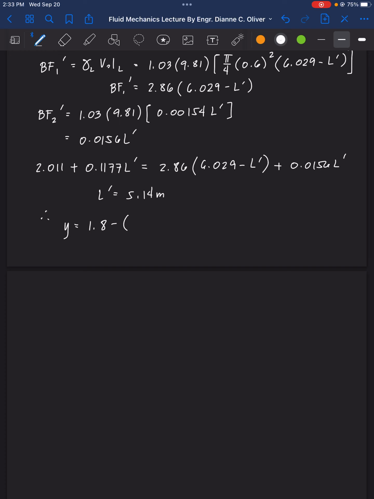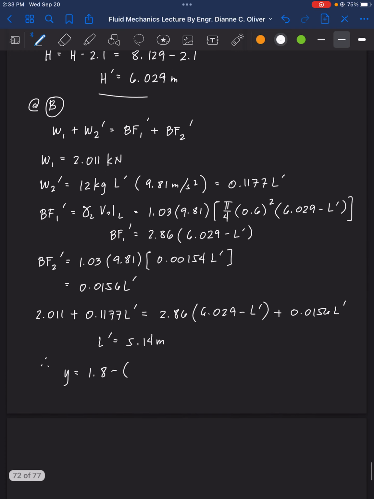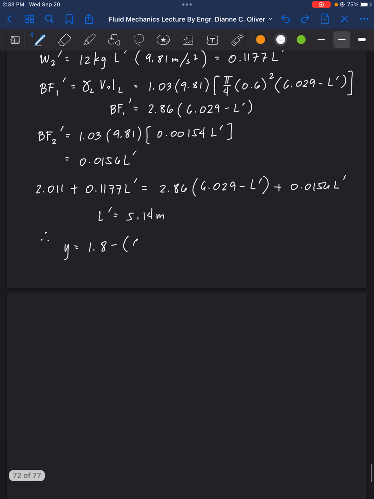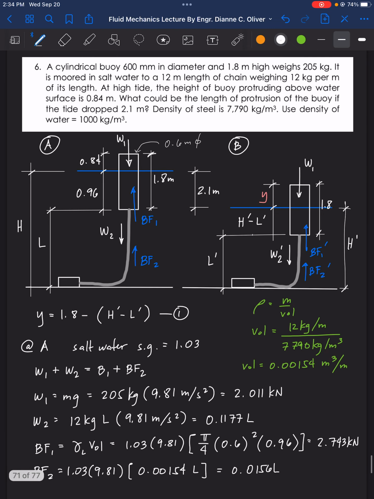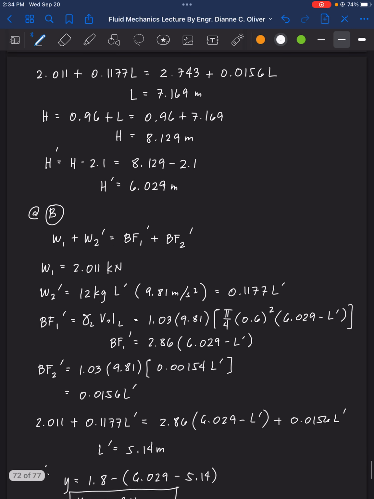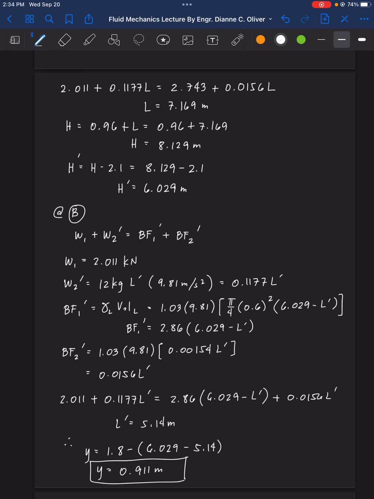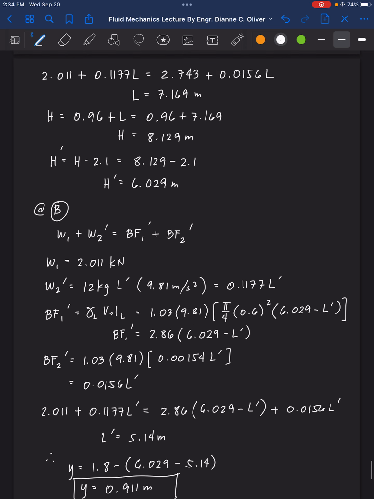Therefore, from our equation 1, y now is equal to 1.8 minus our H prime being 6.029 minus L prime of 5.14. So y now is equal to 0.911 meter. Okay, so that's the value for y. Okay, so that's number 6. Okay, so that ends our video.